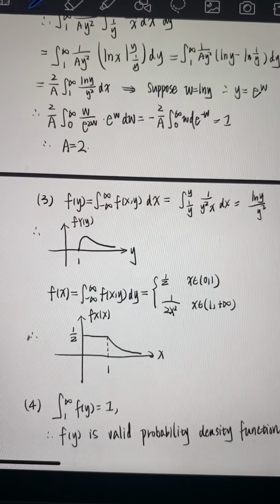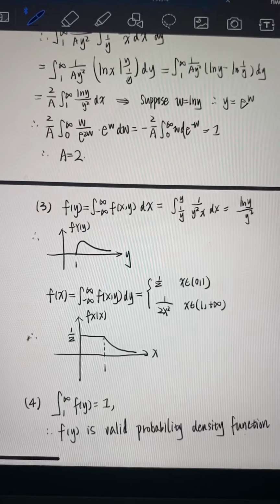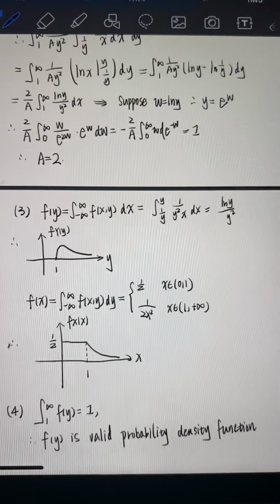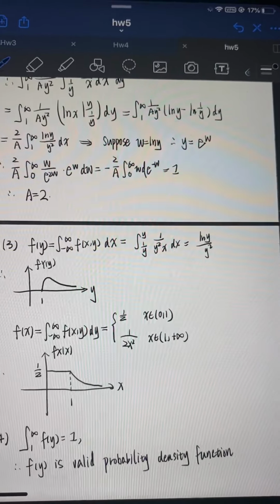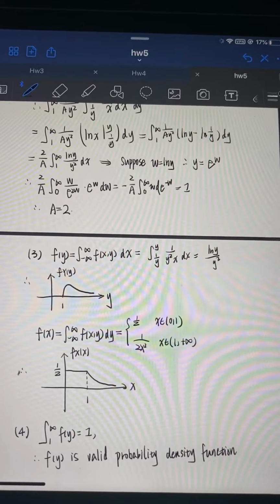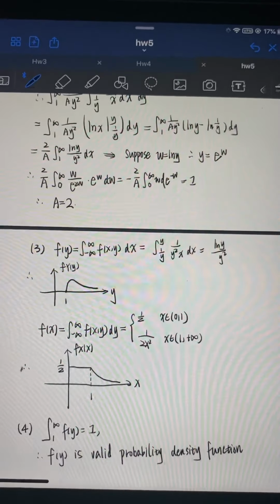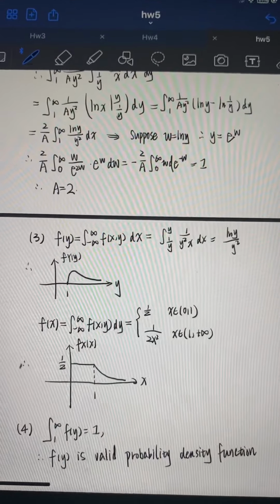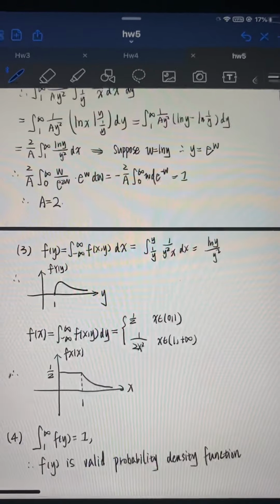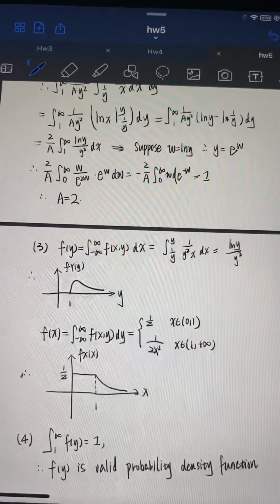And as for the last question, we should verify that f_X and f_Y are valid density functions. Obviously, we can find this from the two formulas and the pictures. And for f_Y, it's obvious that when y is from 1 to infinity, the integral of itself is 1. So f_Y is obviously a valid probability density function.